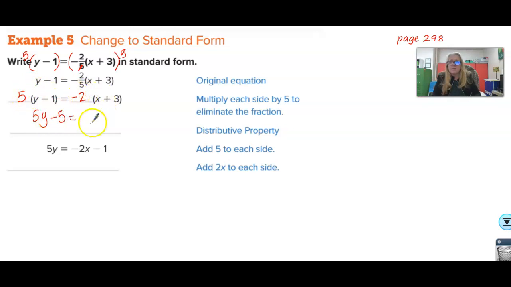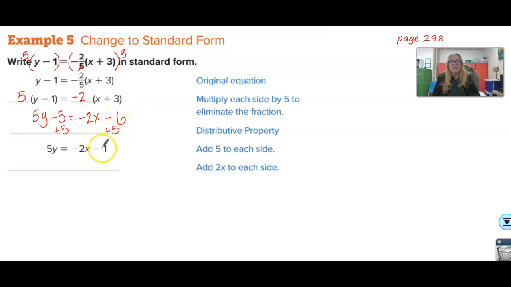Multiply this side. Negative 2 times x is negative 2x, and negative 2 times positive 3 is negative 6. Right? Now we need this negative 5 to go over here, and we need the x to go over here. You can do it in whatever order you want. They want you to add 5 first, so we'll add 5 first. And then we will have 5y equals negative 2x, and negative 6 plus 5 is negative 1.